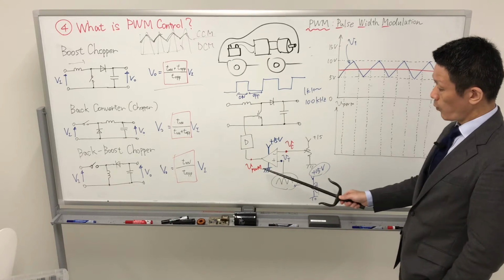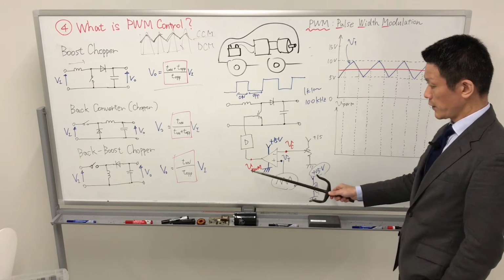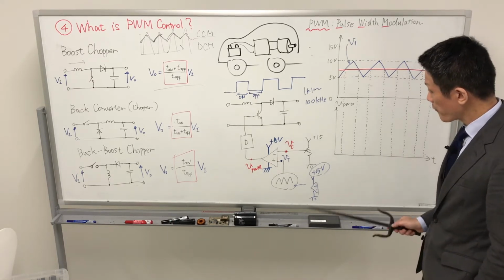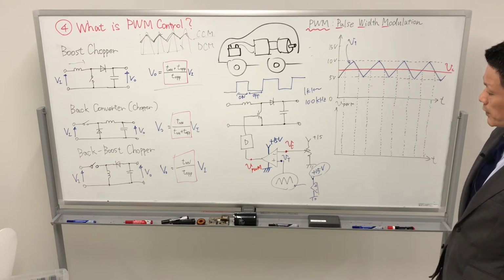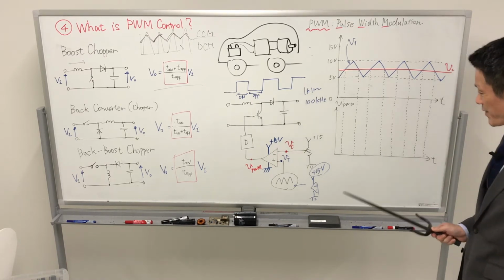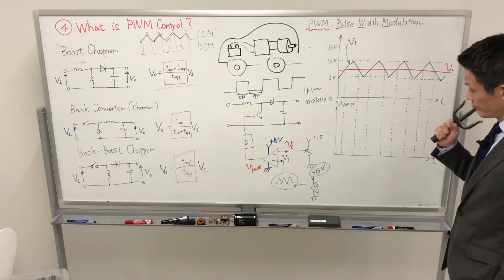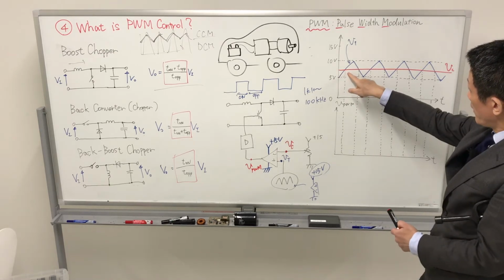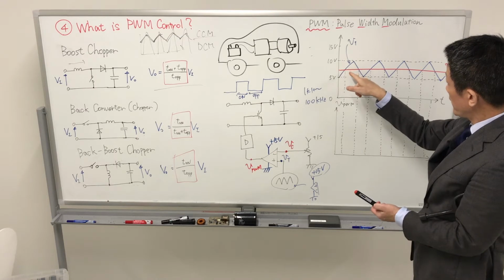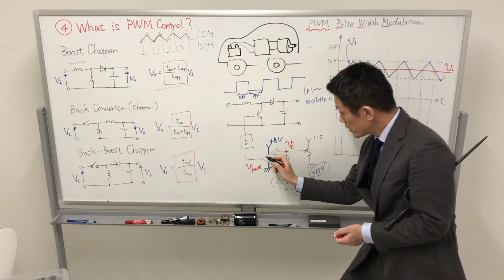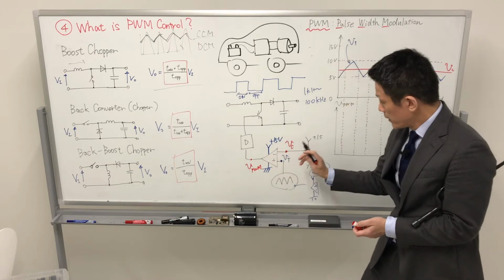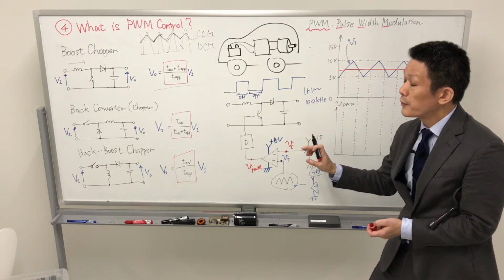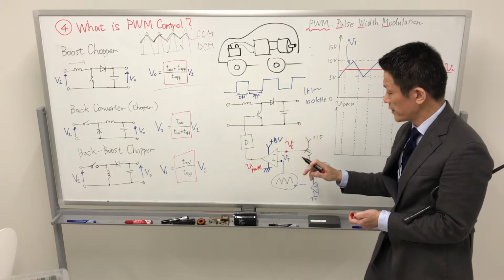In this case, what is the PWM? Please draw the PWM voltage in your notebook. Please draw one. Okay, let's write the PWM waveform, the comparator's output voltage. Do you know the operational amplifiers?